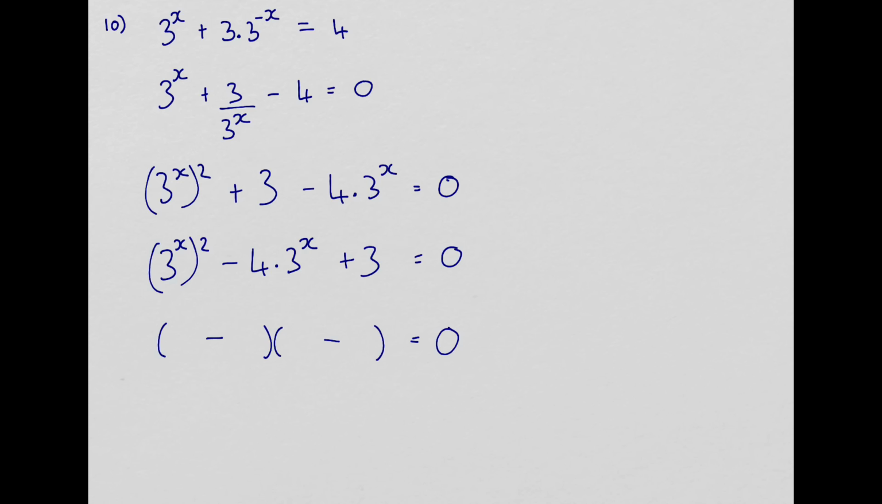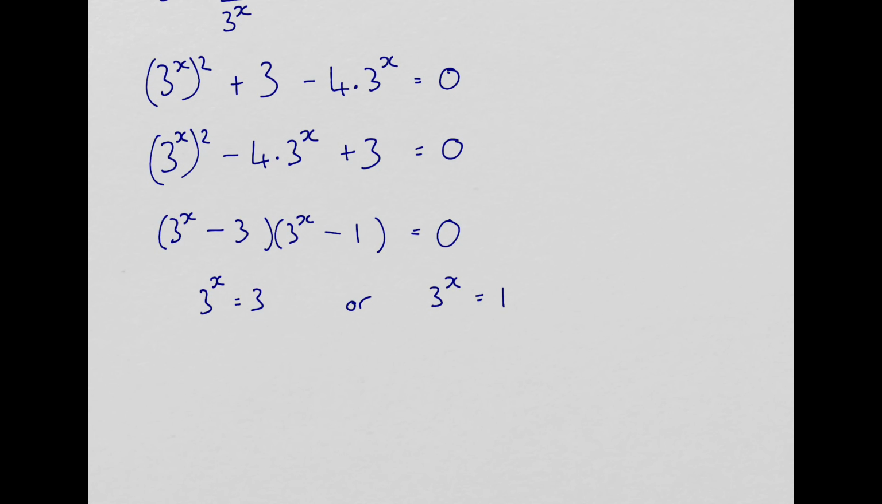And then the first factor, 3 to the x all squared, the square root of that is 3 to the x. And then we need factors of 3, both negative, that give us negative 4 when we add them. So minus 3 and minus 1. So we have there negative 3 and we have there negative 1. Now we can equate both of them to 0 and solve. So 3 to the x is equal to 3, or 3 to the x is equal to 1. There are no negatives here, so both will have valid solutions.